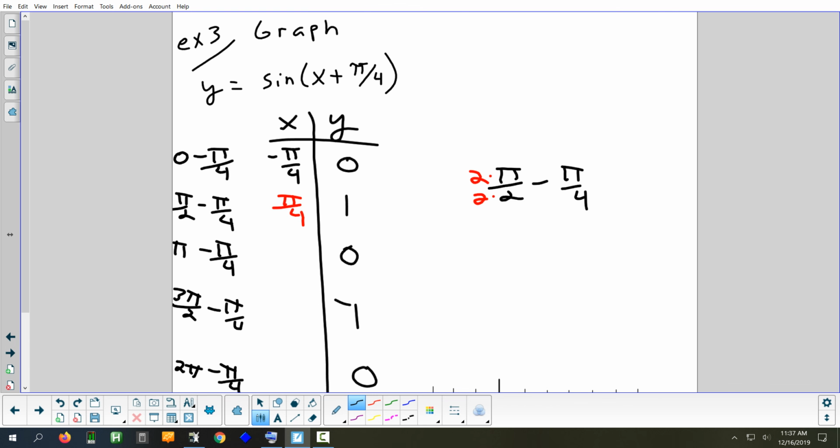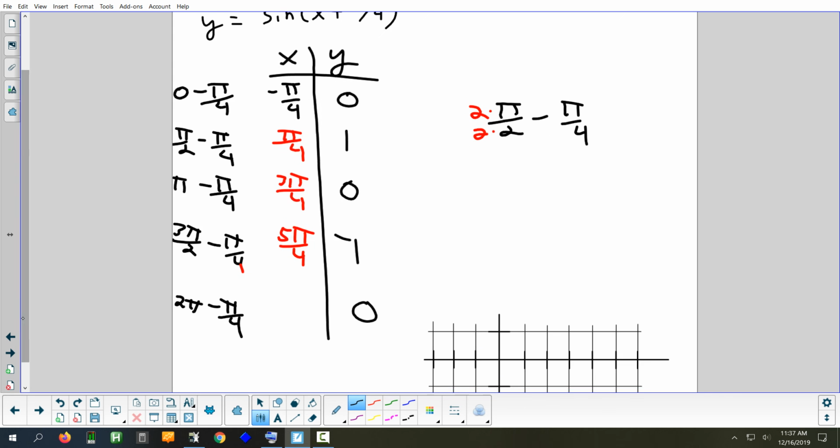It has to be the same difference between the first two as it is for the second. Yeah? 3 pi over 4. 3 pi over 4. And the next one? 5 pi over 4. And how about the last one?